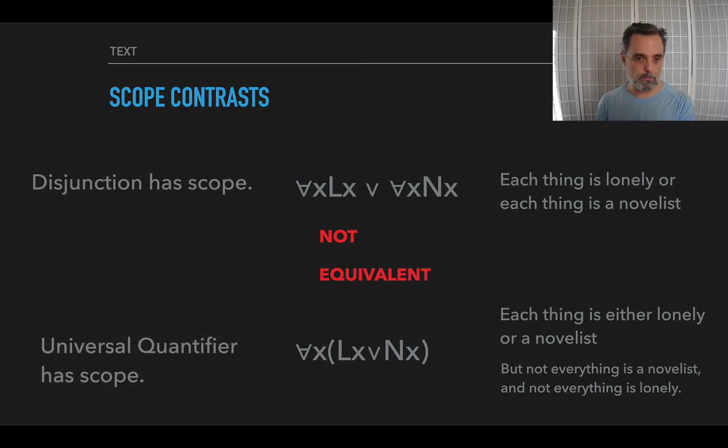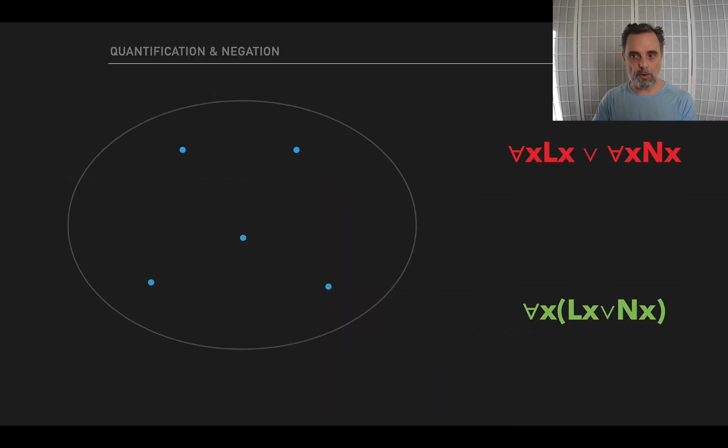So, for example, let's look at this scenario. Suppose that, in this scenario, is everything lonely? No. The center thing and the bottom right thing are not lonely. Is everything a novelist? No. The two things on the left are not novelists. So the top sentence is false, because is everything lonely? No. Is everything a novelist? No. So both pieces are false. So the or statement is false. So the top is false.